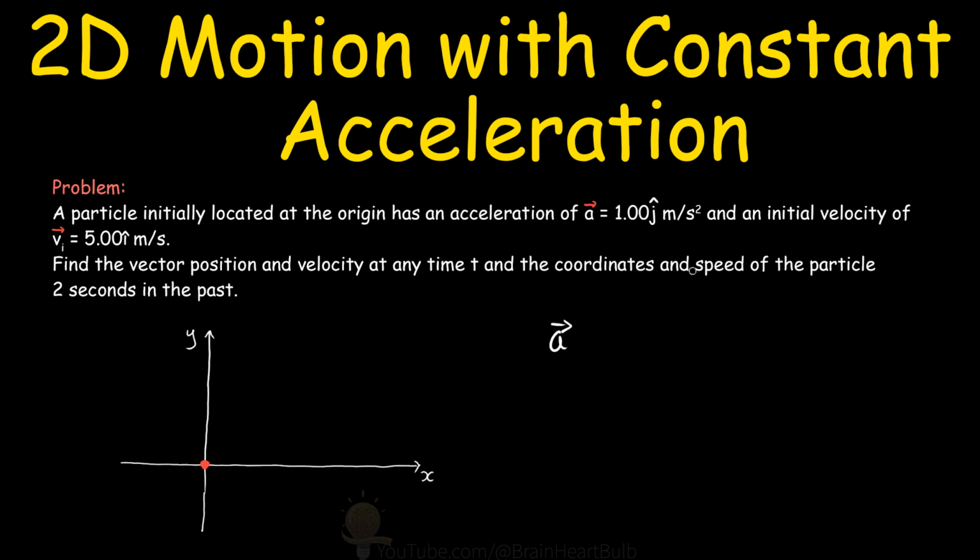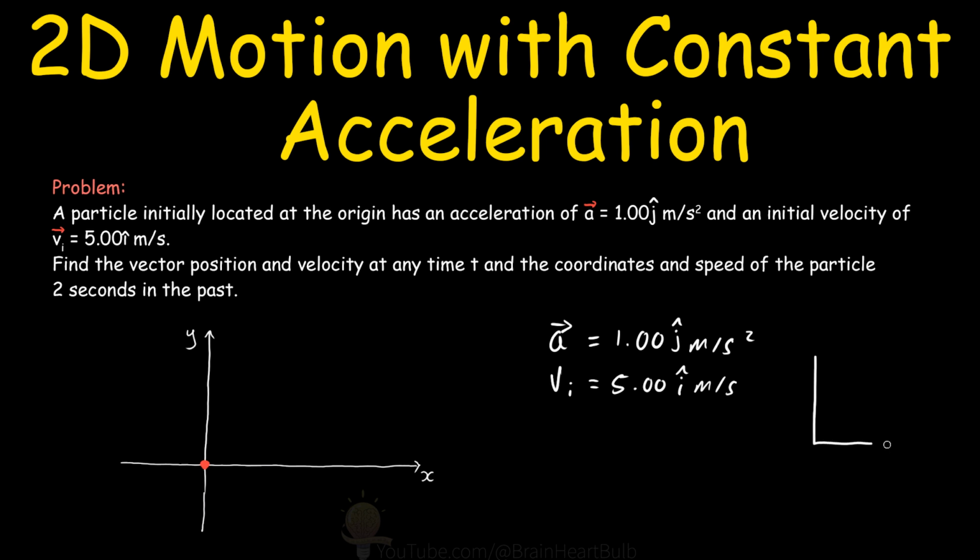So our acceleration here is a vector. And we can see from the unit vector here that it's only accelerating in the y direction. But we can see from the velocity vector here that its initial velocity is 5 meters per second moving along the x-axis. And this is indicated by the i unit vector here. So in this example, our particle has a constant acceleration.